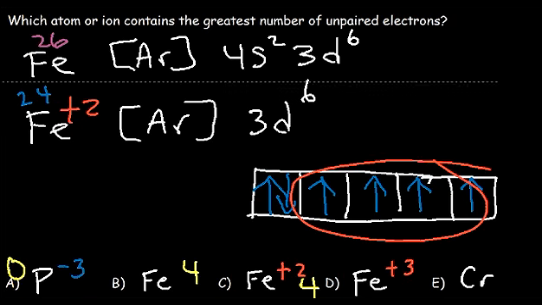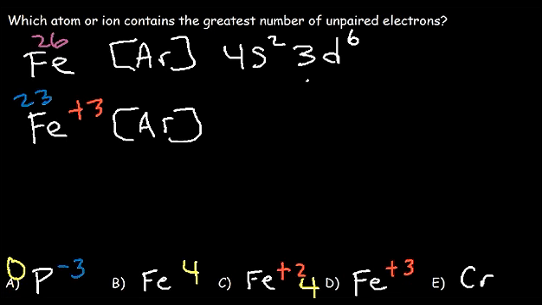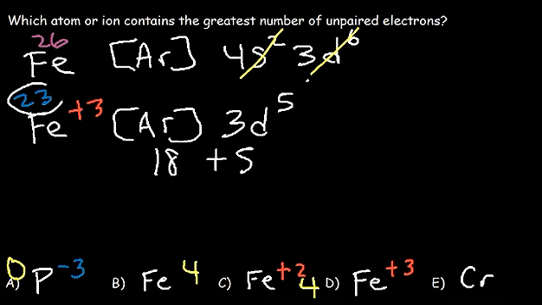Now what about the Fe plus 3 cation? It lost a total of 3 electrons. So 26 minus 3 is 23. So it contains a total of 23 electrons. Now the first 2 electrons that we're going to remove come from the 4s. Now we need to take another electron, so we're going to take the third electron from 3d. So it's going to be 3d5. Argon is 18 plus the 5, you get a total of 23.